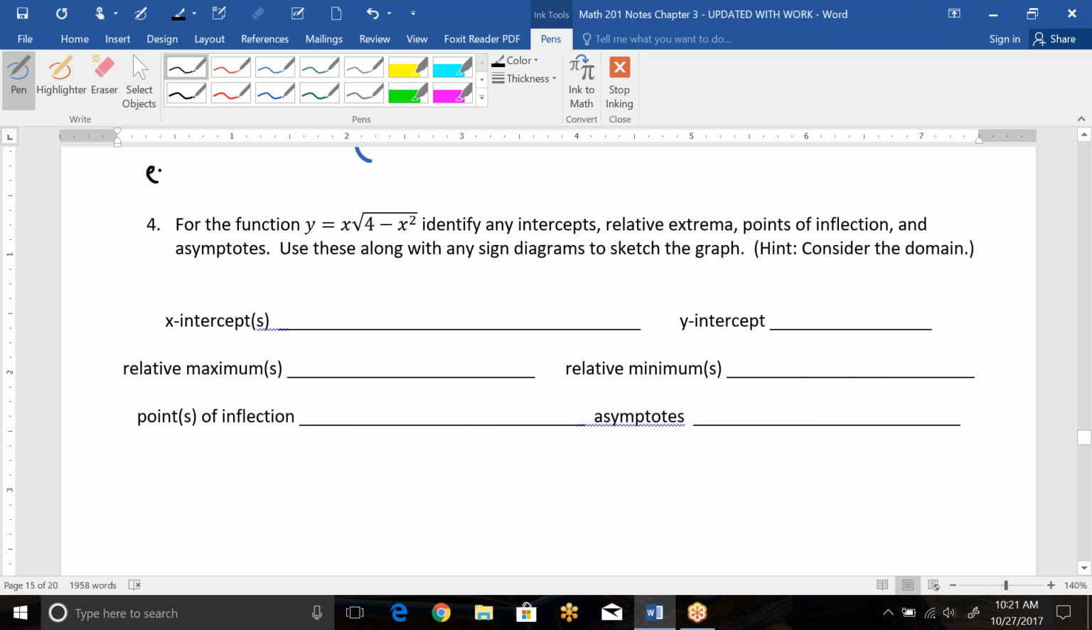This one, though, has a hint that we need to consider the domain, because when you're dealing with an even root function, you don't want to have an imaginary answer underneath this radical. You don't want a negative answer. So we need to make sure that 4 minus x squared stays greater than or equal to 0. Now, the problem with that as our domain is that that's a polynomial that has a power greater than 1. So you really need to factor that. This is a 136 skill.